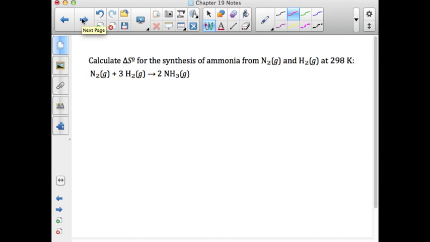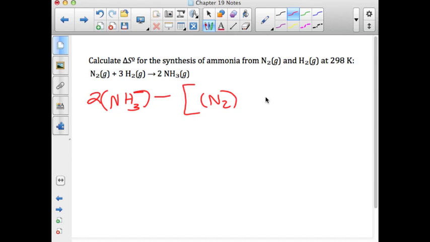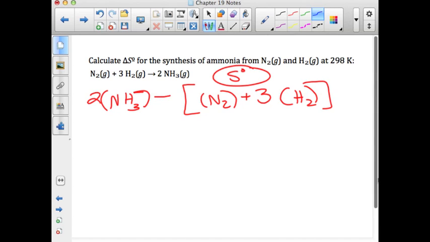Alright, let's try it here. It's pretty easy. Delta S for the synthesis of ammonia from N2 and H2 at 298 Kelvin. They give you the reaction, which you should have had a long time ago. Okay, products minus reactants. So I'm going to take 2 times whatever the S for NH3 is, minus the sum of whatever N2 is, and there's 1, so just 1, plus 3 times whatever H2 is. And I'm looking for these S values in the back of your book, in that appendix. Just be very careful when you look these up. Make sure they're looking in the right column. That's the hardest part of these.